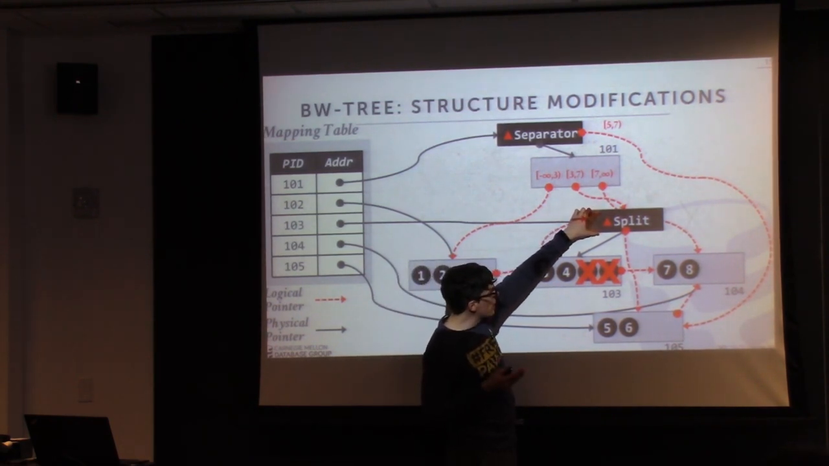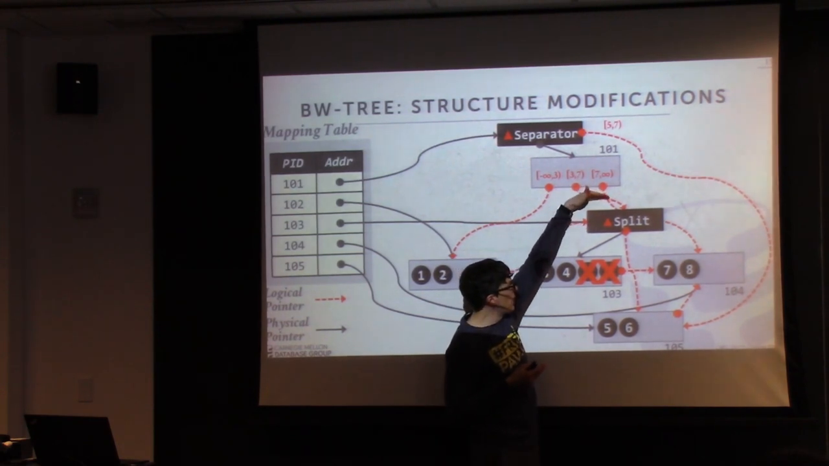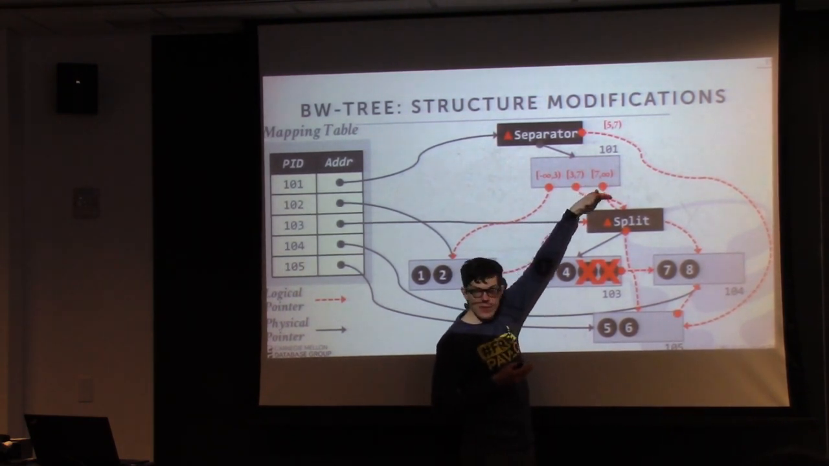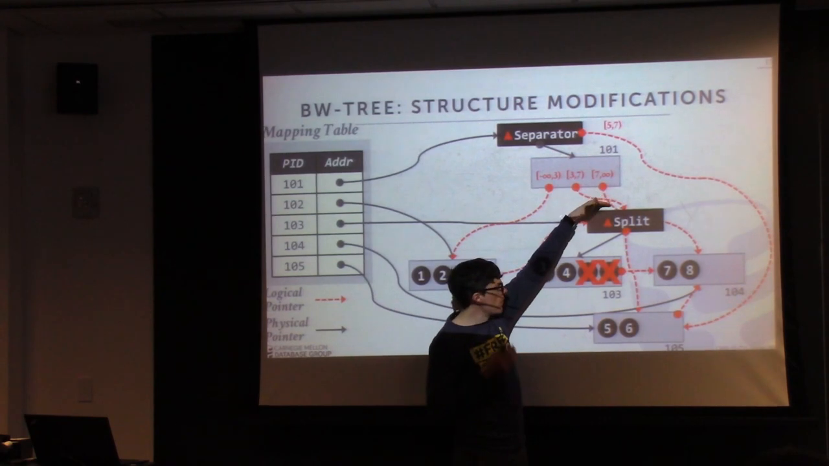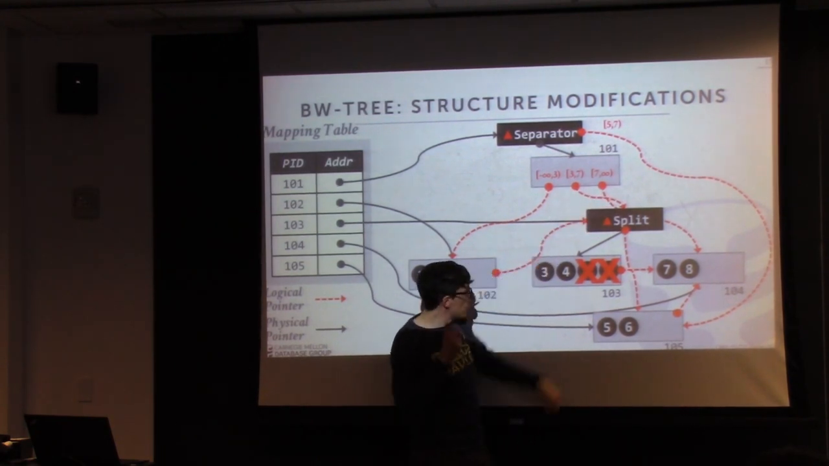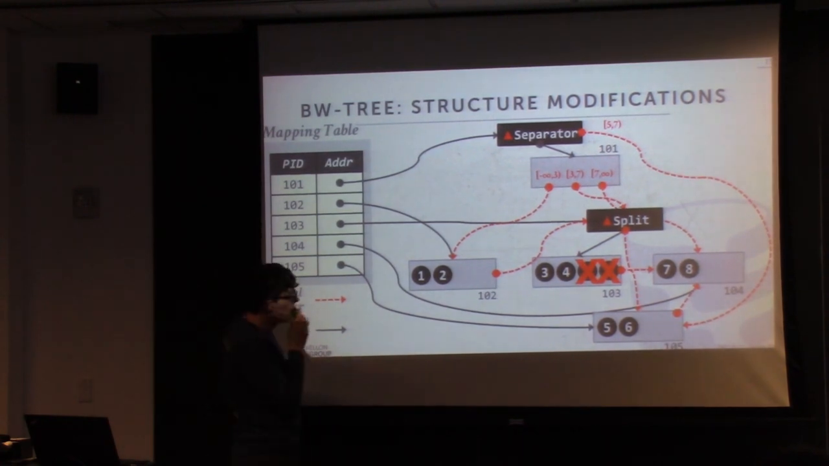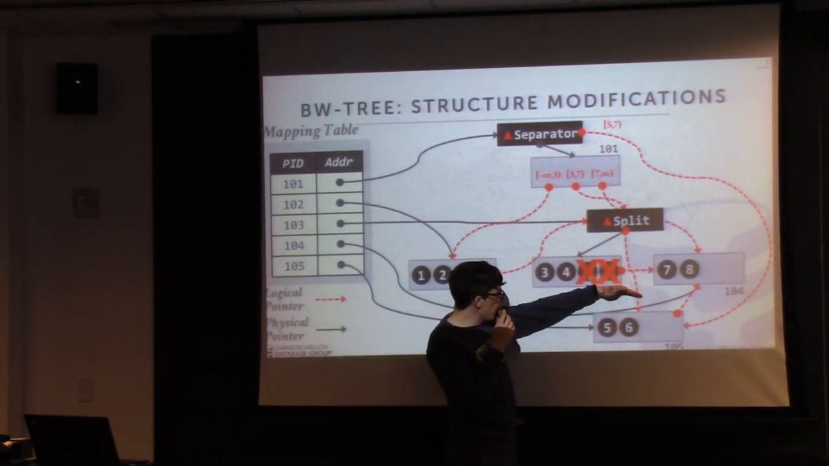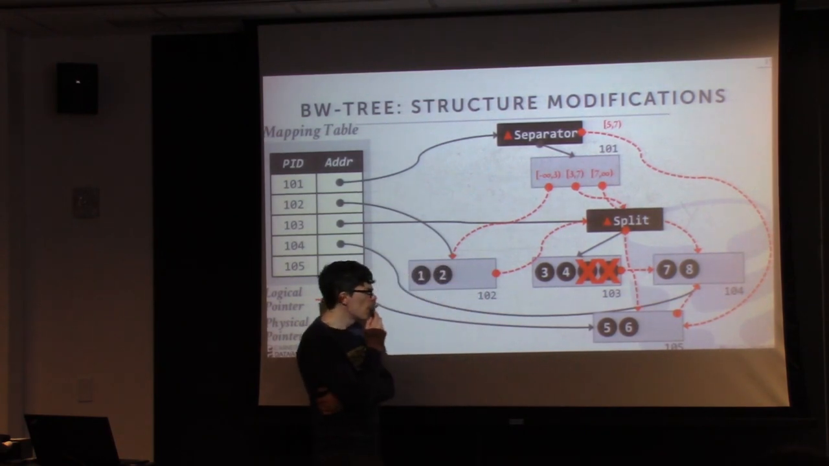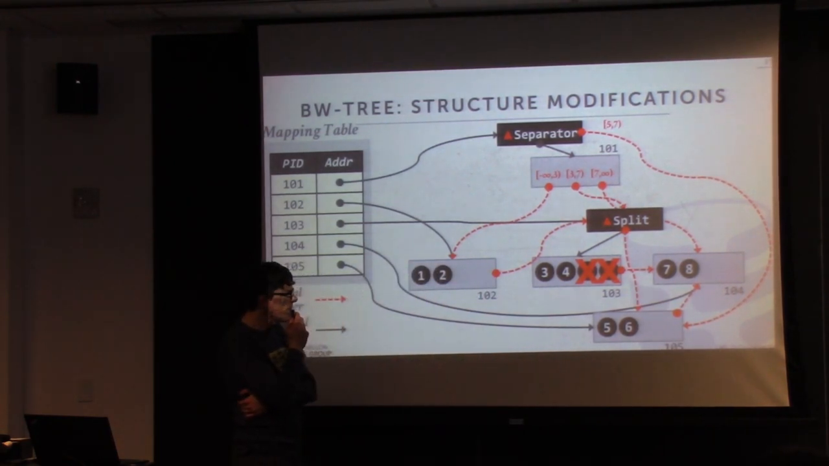I'm inserting key 105. So there'll be a delta record above the split that says, oh, you put that there. Yeah, right? Is that true? Actually, hold up. No, because if you put it here, you put a new copy of a split node, and that new copy of a split node has a pointer to a new delta record, and then point to that.